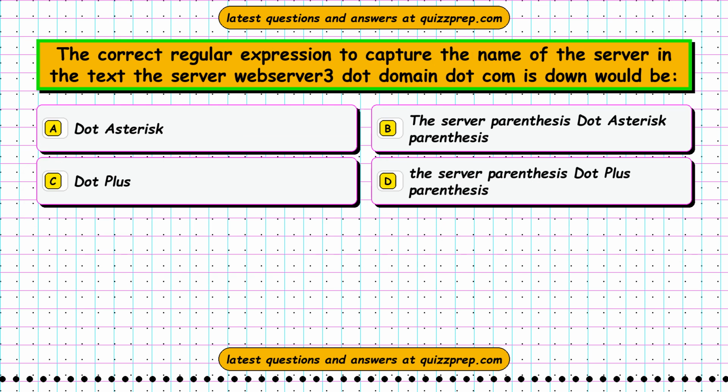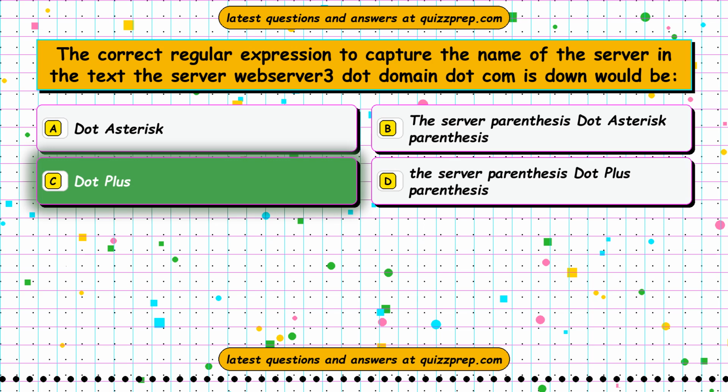Question 44. The correct regular expression to capture the name of the server in the text "the server web server 3.domain.com is down" would be option A, Option B, Option C, Option D.